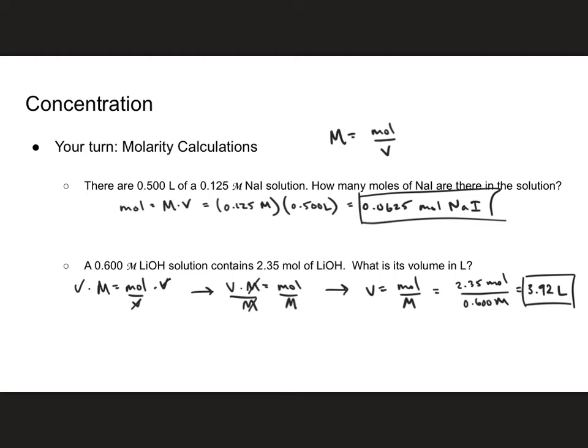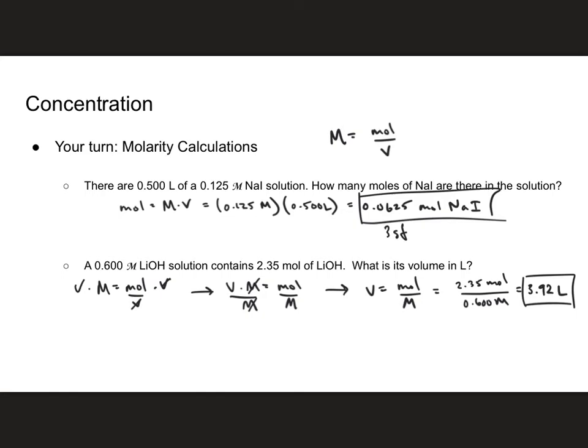Okay, so going over these, the first one says there are 0.500 liters of a 0.125 molar NaI solution. How many moles of NaI are there in the solution? So that is very similar to the second problem on the previous slide. So we're going to use that same equation, but again, solve it for moles, which means that moles is molarity times volume. So we just take the molarity given to us, 0.125 times the volume of 0.500 liters, and rounding it to three significant figures, okay, we get 0.0625.